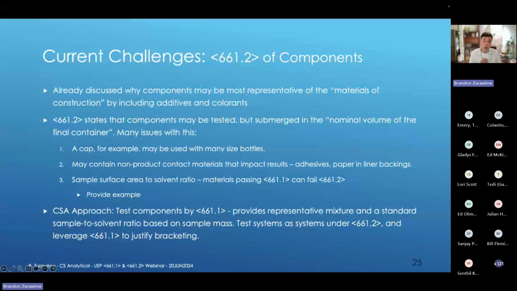And so this, in my personal opinion, allows for a more direct evaluation of that material itself, allows for a more direct comparison of different materials, and then we test that final system using those components and using those materials under 661.2. I'll provide some examples as well of what that might look like from a broader testing strategy, incorporating both 661.1 and 661.2 into the overall testing strategy.